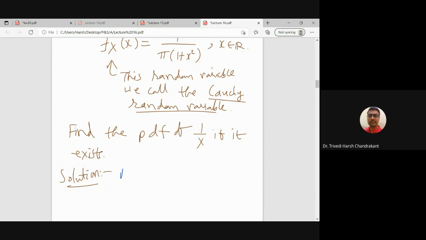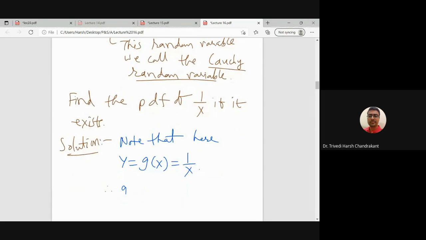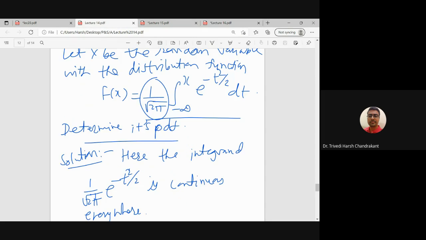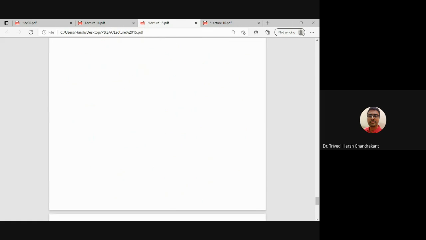So note that here our random variable Y is g of X, which is essentially 1 upon X. The function is 1 upon x, so its derivative will be minus 1 by x square. So we know that the derivative is minus 1 upon x square. And yeah, so what is the shortcut formula?